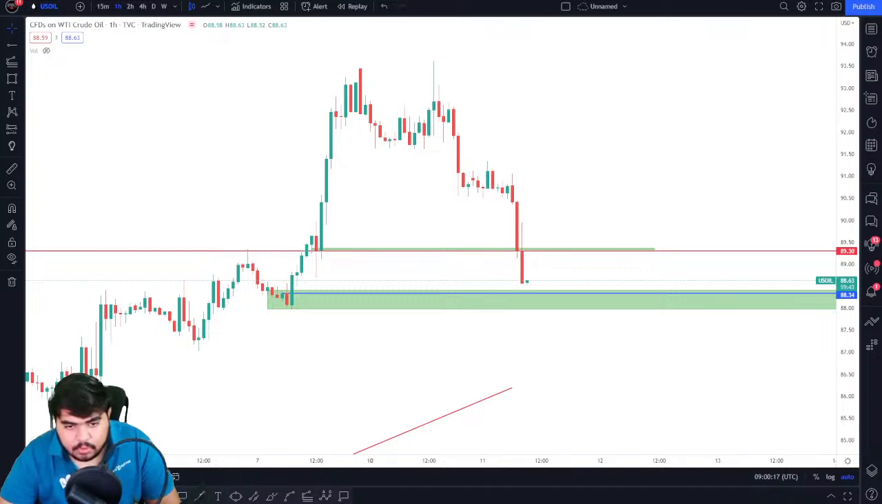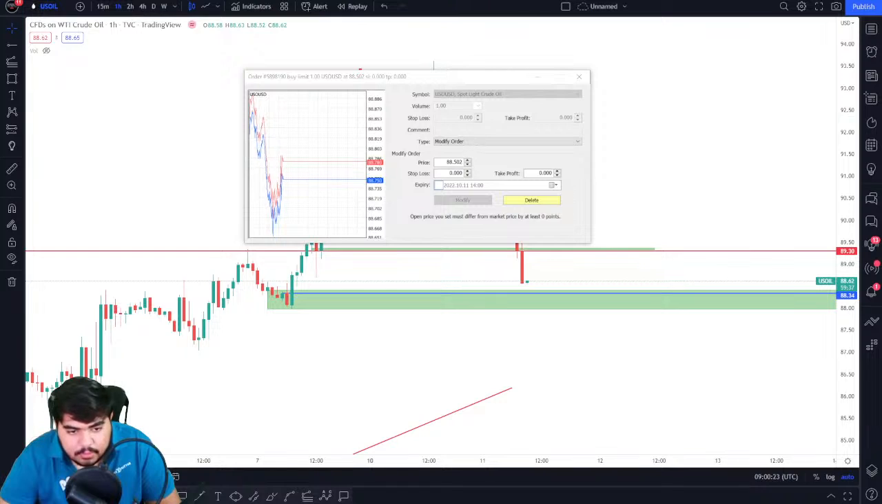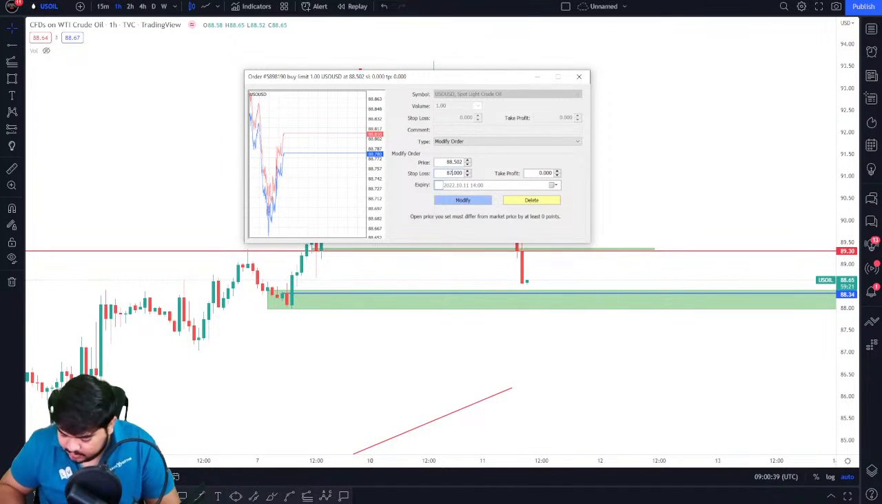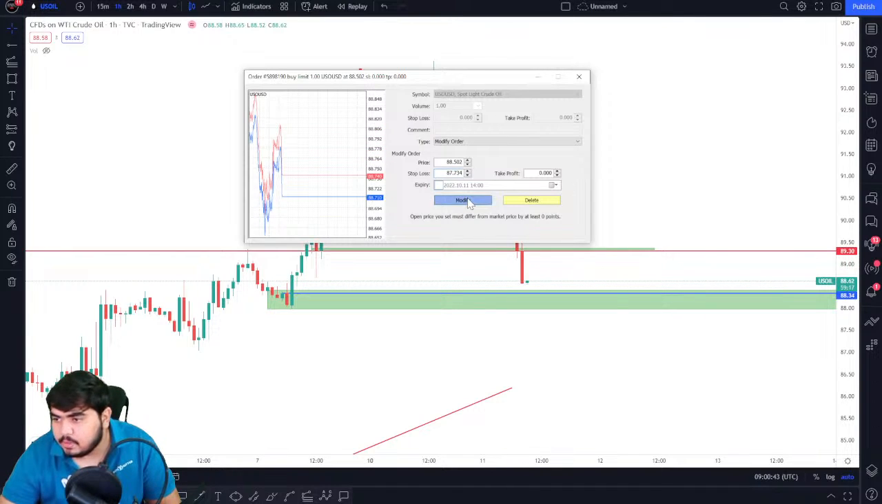Now I am going to give a stop loss. That's my terminal right here. My stop loss is going to be right here, it is 7.734. That is going to be the stop loss.